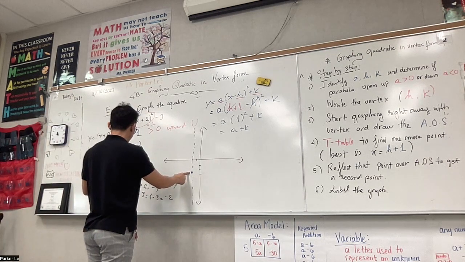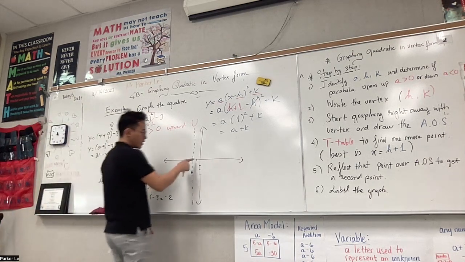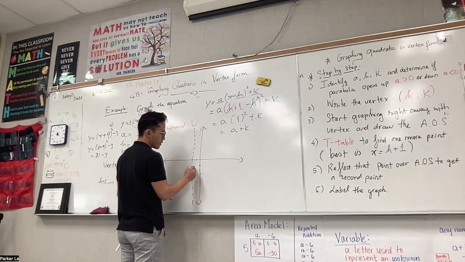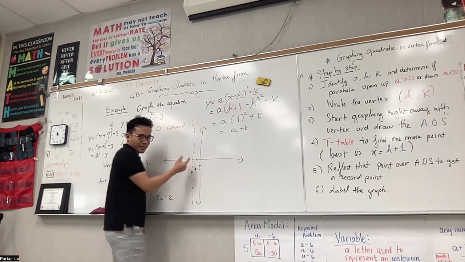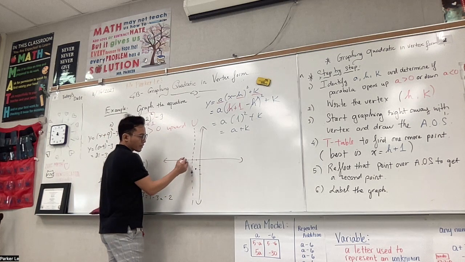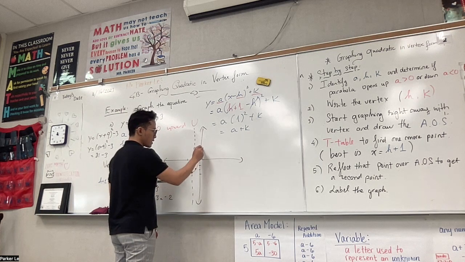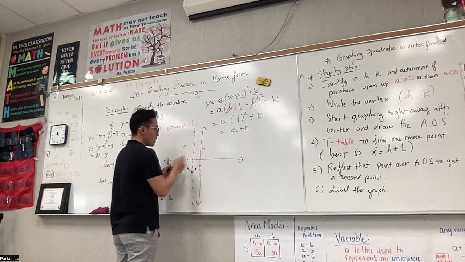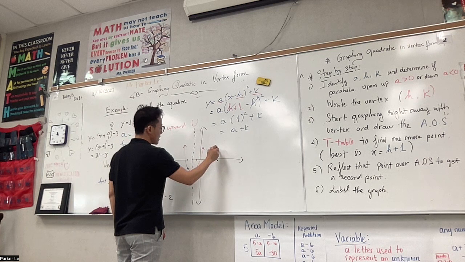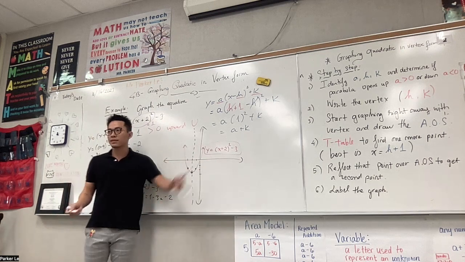So the vertex is here. My actual numbers are -1 and -2: -1 right here, -2 right here. Then I'm going to reflect the same thing. The rest is the same as standard form. I'll reflect this one over here. That's my graph. And label them again. This is a habit to practice: if you graph something, give it a name.